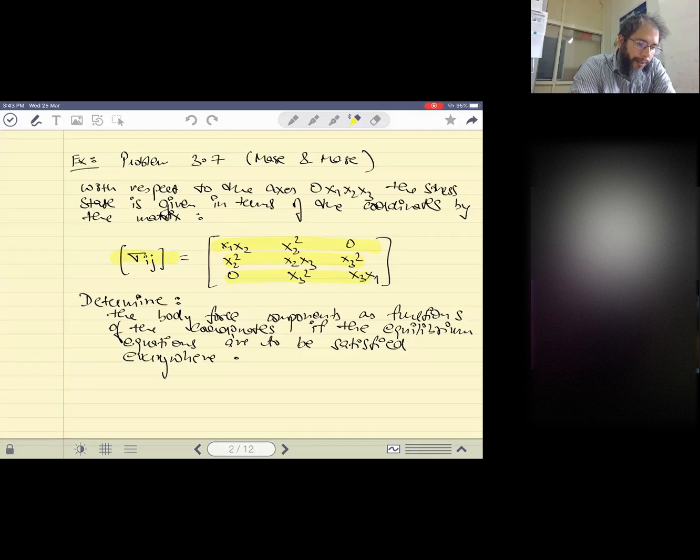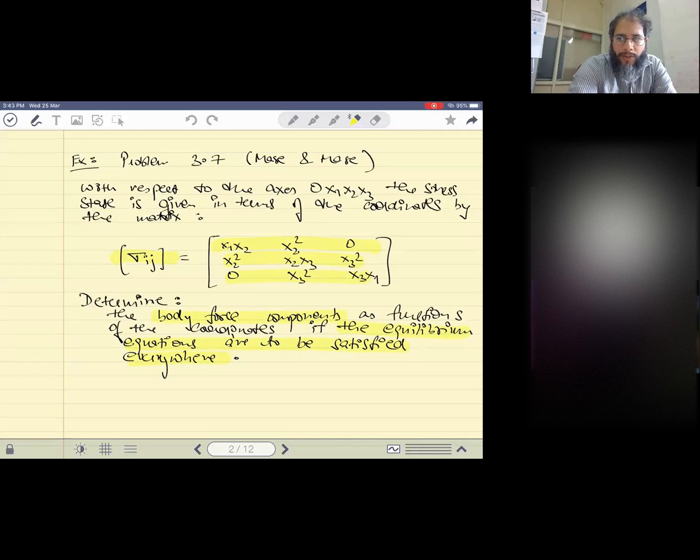So it's already given to you that the body is under equilibrium. That is, the equilibrium equations are to be satisfied everywhere. That means the body is under equilibrium. So given the body is under equilibrium, you have to find the body force components.